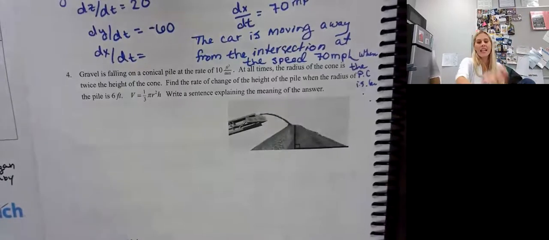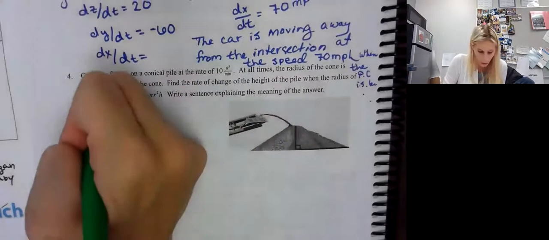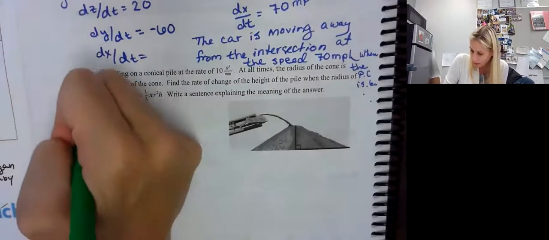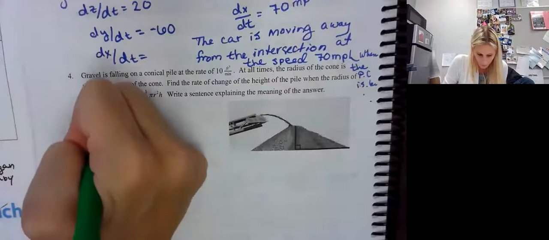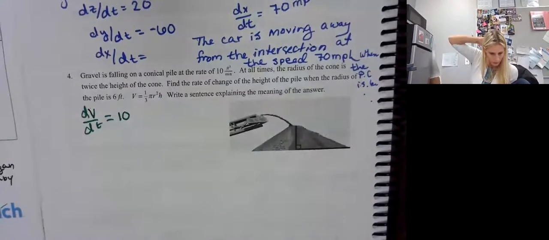All right, let's see the last one here. Gravel is falling in a conical pile at the rate of 10 cubic feet per minute. Now I want to show you guys something. Look at your units. Feet per minute is a rate, so we know it's a d over dt. So that's step 1. Now it says cubic. What is cubic? Volume. So I know just from that first sentence that dV/dt is 10.